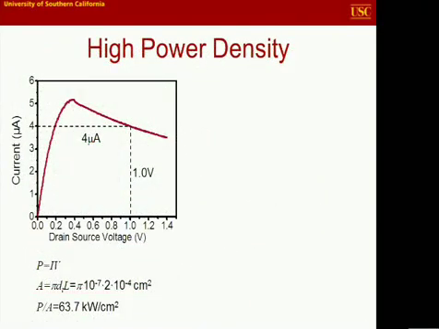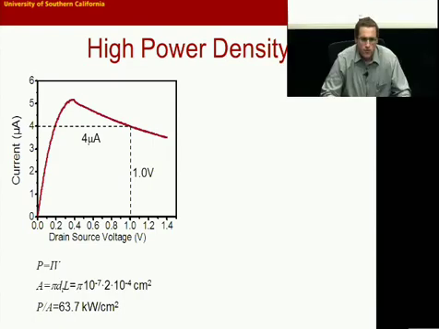I want to talk about the high power density of these devices. So let's calculate the high power density. If for 1 volt you get 4 microamps, and if you have a device that has a diameter of about 2 nanometers, you can find out the power per area is 63.7 kilowatts per square centimeter.